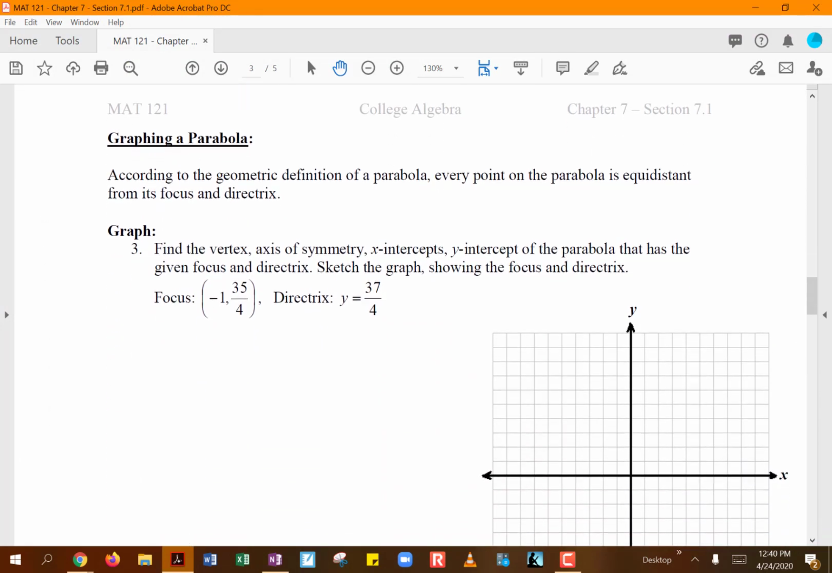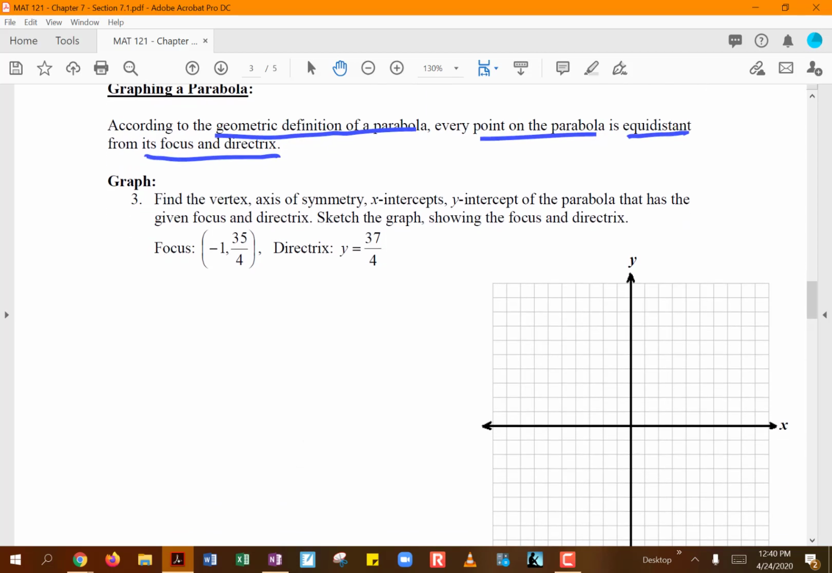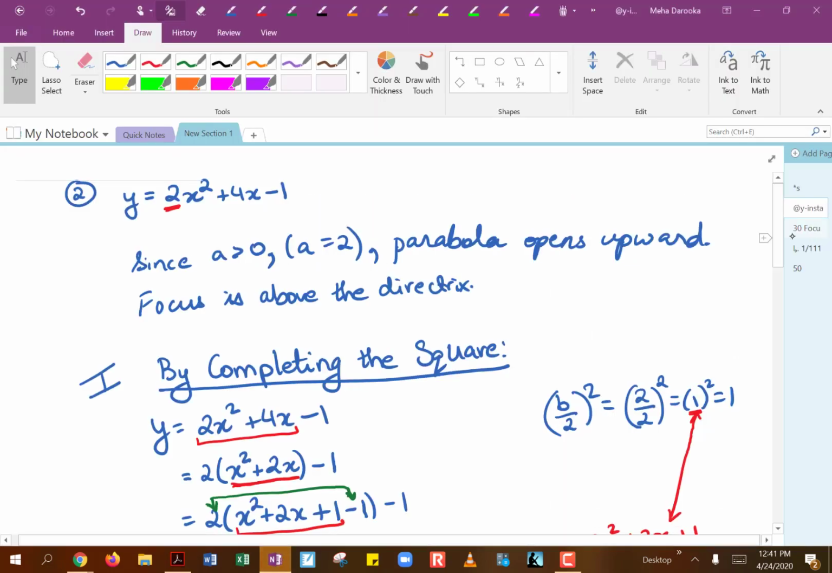Alrighty, now let's talk about how we can graph these parabolas based on their geometric definition. So again, remember by the geometric definition, every point on the parabola is equidistant from its focus and directrix. They're asking us here to find the vertex, axis of symmetry, the x and the y intercepts based on the focus and the directrix that is given to us, and to sketch the graph, and they also want us to show the focus and the directrix on the graph itself. So let's take a look at this example over here.